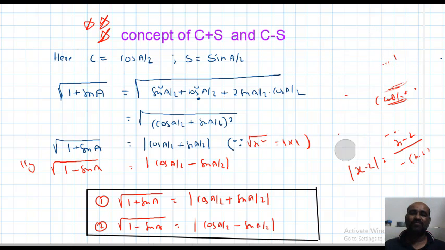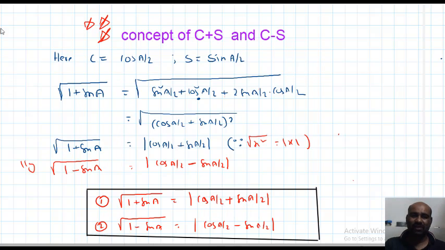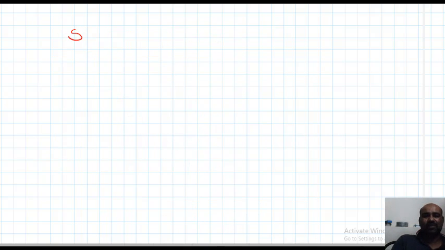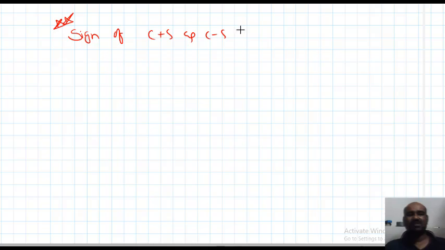So the sign of, what is the next one? Sign of cos a by 2 plus sin a by 2. Cos a by 2 means c only, no? Sin a by 2, s. Sign of c plus s and c minus s. Next concept. Sign of, I will write SIGN, of c plus s and c minus s. Yeah, actually this is our concept: finding the sign of c plus s and c minus s. One by one I will write.